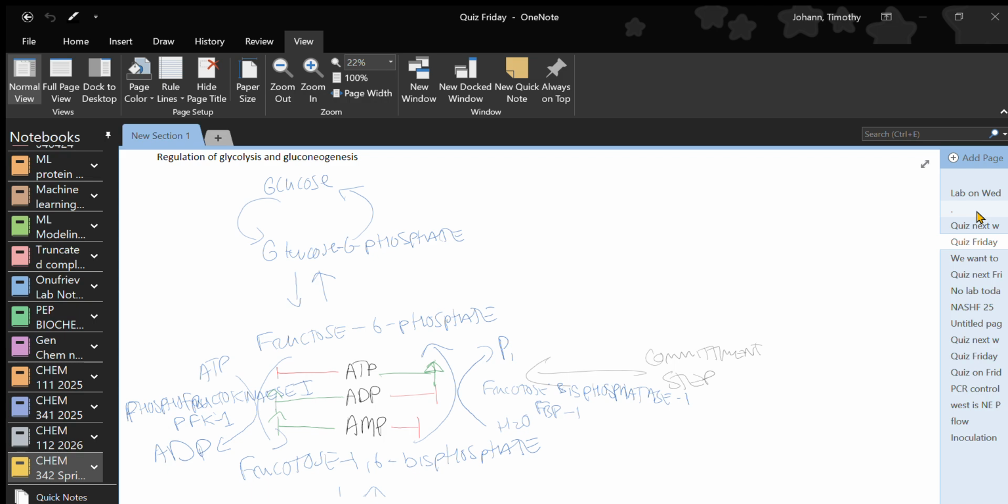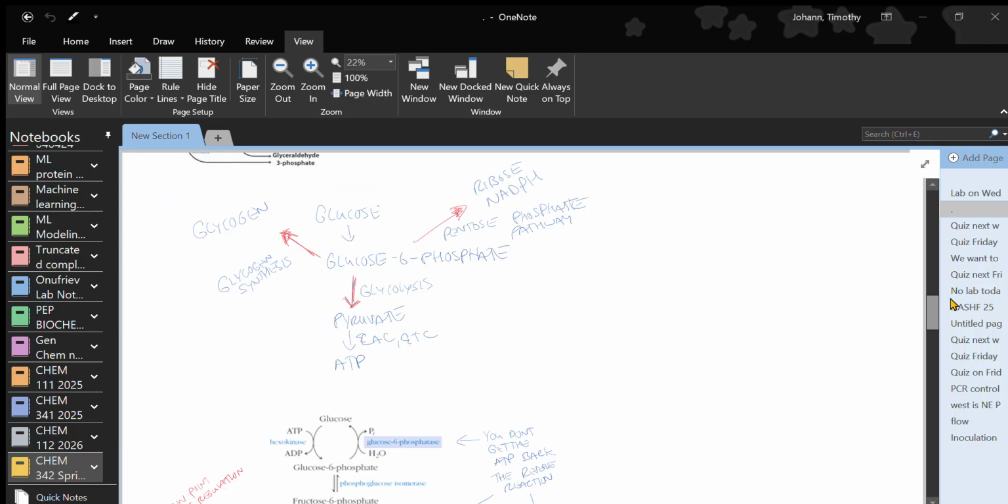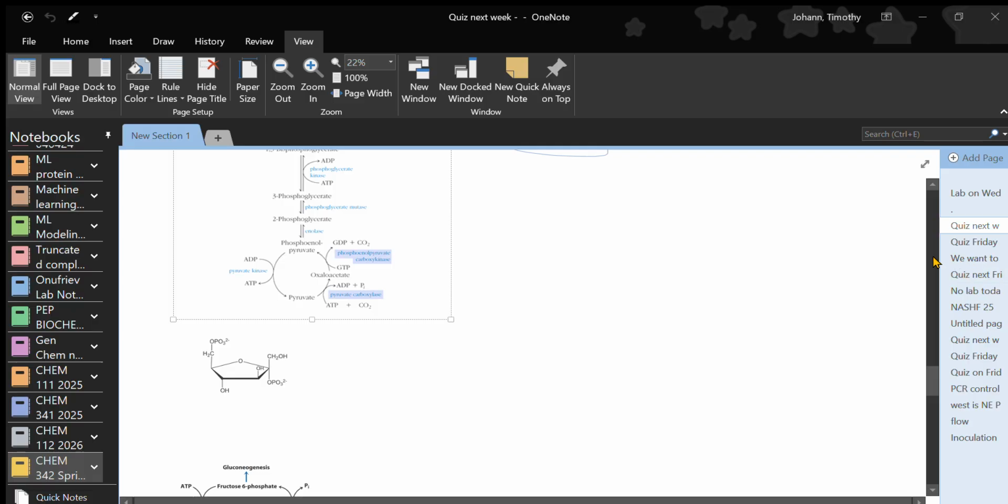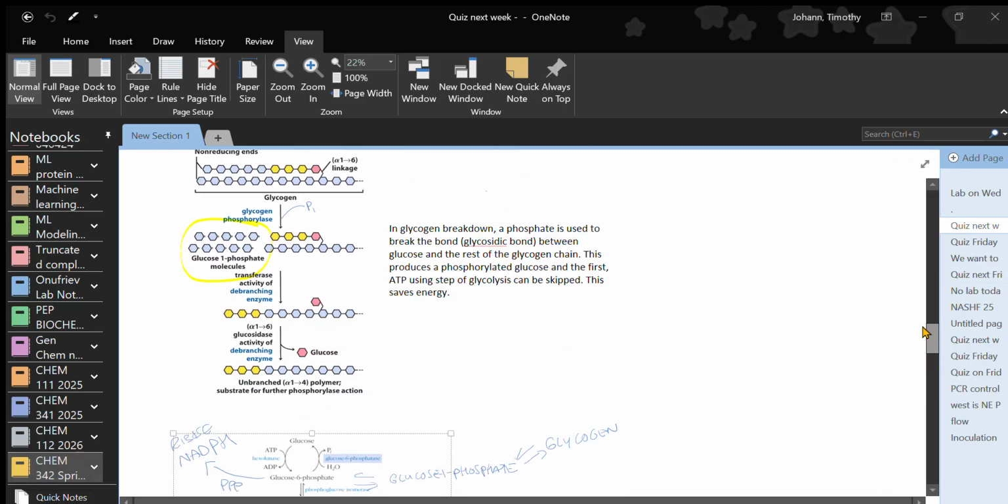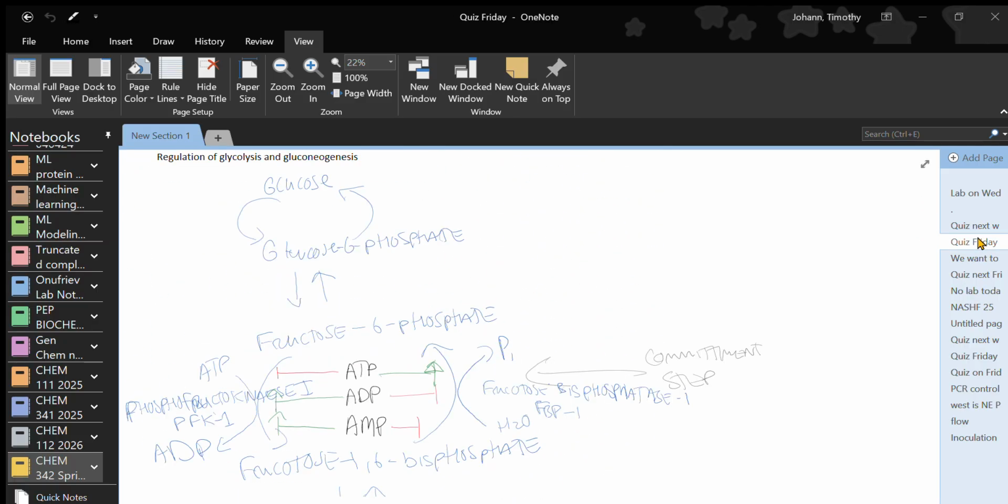Because it can go a bunch of different ways up here, we don't want to regulate. We want our commitment step after we make a bunch of other things. So it's the step after we branch off to a bunch of other things. Is it here? Yeah, there we go.